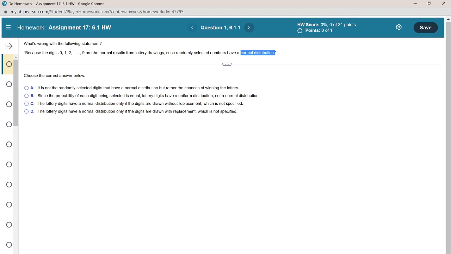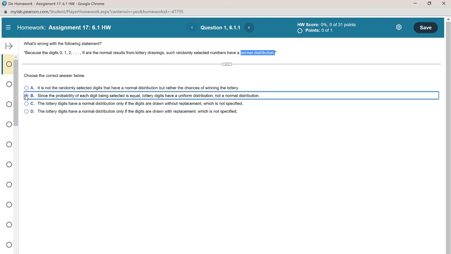Okay, that's not true, because the chances of getting these numbers from 0 to 9 are equally likely. So instead of normal distribution, it should be uniform distribution. Uniform distribution happens if you have equally likely chances. So you can find that information here. Let's read the first one. It is not randomly selected digits that have a normal distribution, but rather the chances of winning the lottery. Since the probability of each digit being selected is equal, lottery digits have a uniform distribution, not a normal distribution. This is the right option.